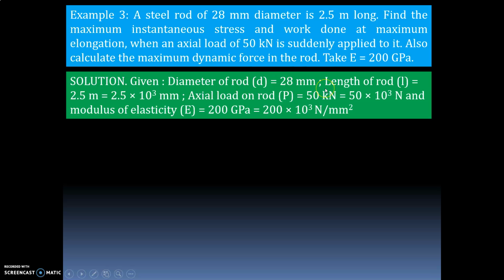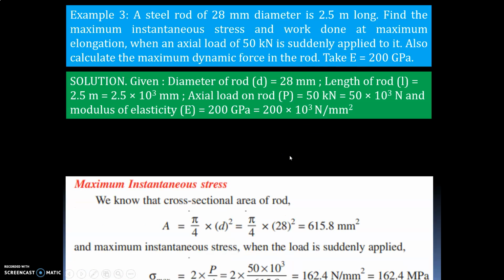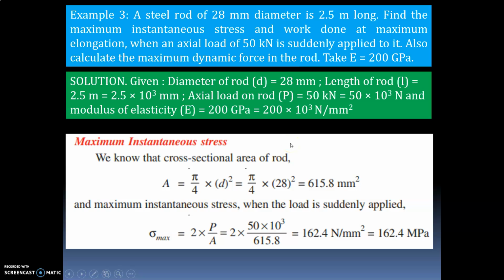The diameter is given, that is 28 mm, and the length of the rod is 2.5 meter or 2.5 into 10 raised to 3 millimeter. The axial load given is 50 kilonewton or 50 into 10 raised to 3 Newton, and the modulus of elasticity is 200 into 10 raised to 3 Newton per millimeter square. So first we have to calculate the stress. Here it is asked to calculate the maximum instantaneous stress.